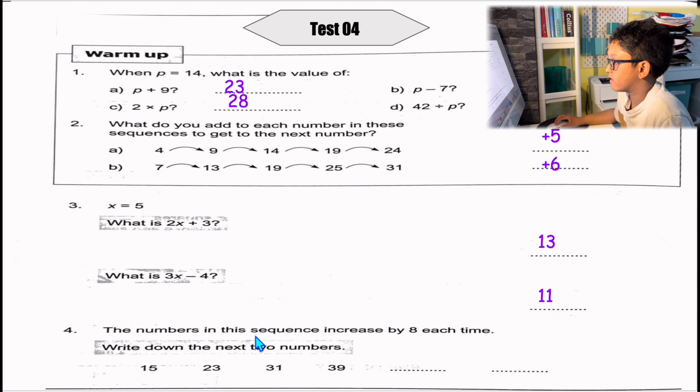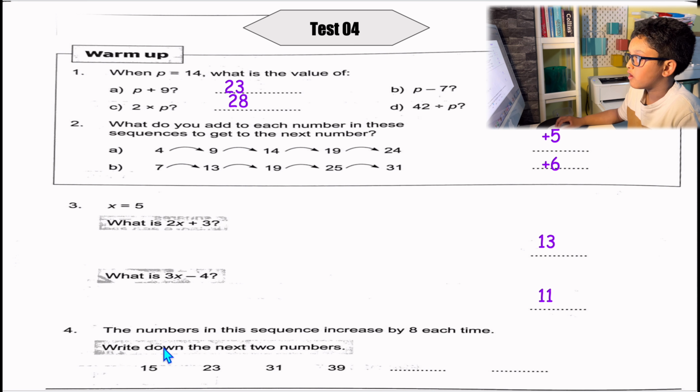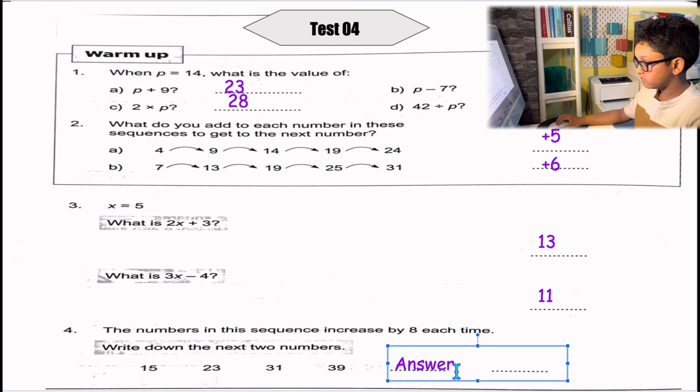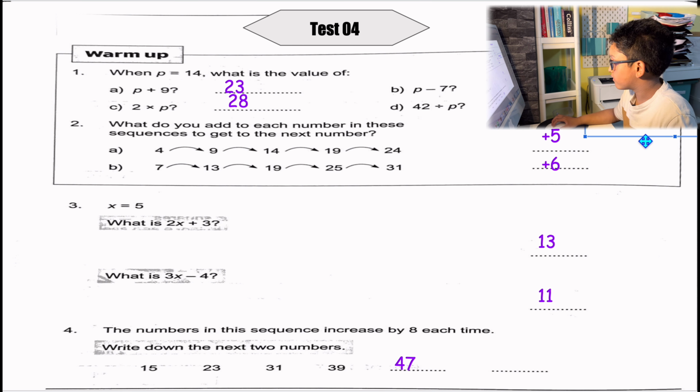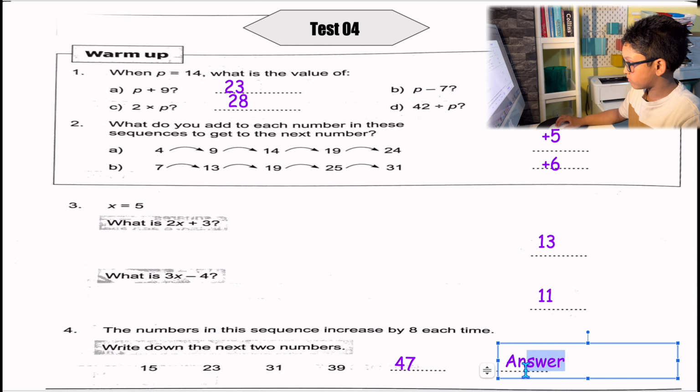Question 4. The numbers in the sequence increase by 8 each time. Write down the next two numbers. Well, we're going to type and not write it. It adds 8. So, 39, 47, and then the next one.